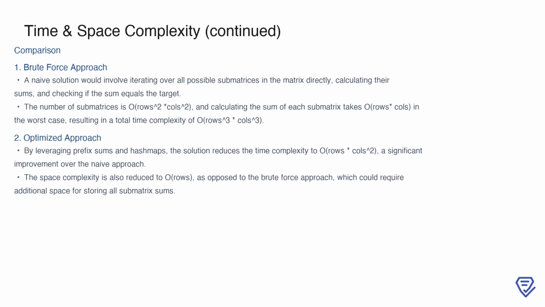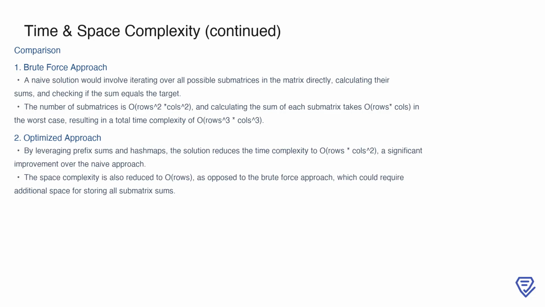When we compare the optimized approach to a brute force solution, the improvements become clear. A naive method would involve iterating over all possible submatrices directly, calculating their sums, and checking if the result matches the target. The total number of submatrices in the matrix is rows^2 * cols^2, and calculating the sum of each submatrix could take rows * cols in the worst case. This leads to a staggering time complexity of rows^3 * cols^3.